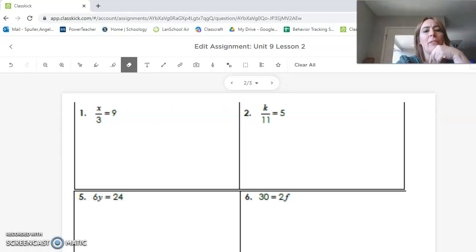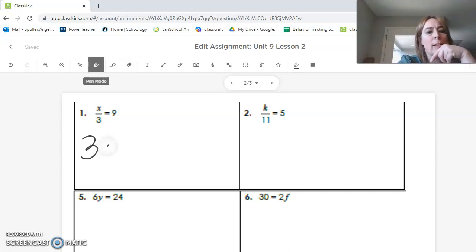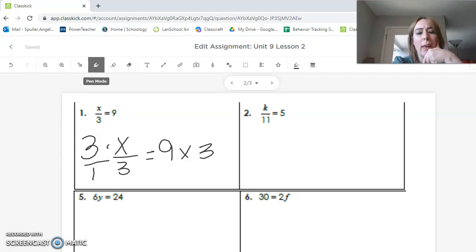All right. So here we have x divided by 3 equals 9. So instead of dividing, we're going to multiply. So we're going to say 3 times x over 3 equals 9 times 3. Well, we know that under this 3 is a 1, so 3 over 3 is 1. So that equals x, so we can cross them out, okay? And that leaves us with just x equals 27.